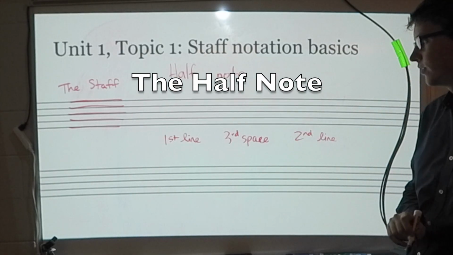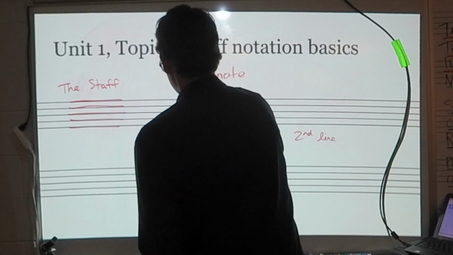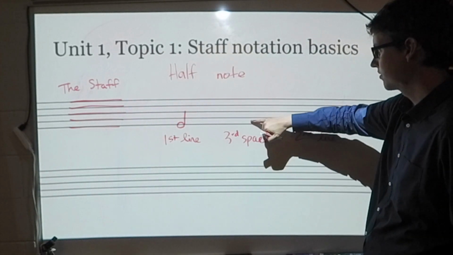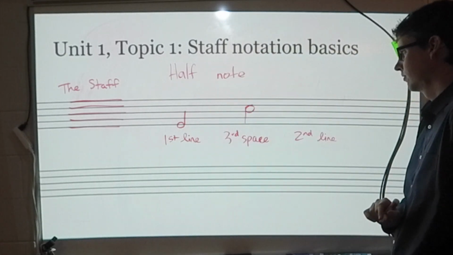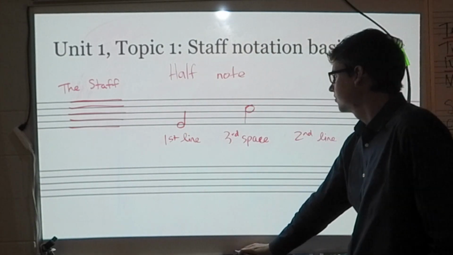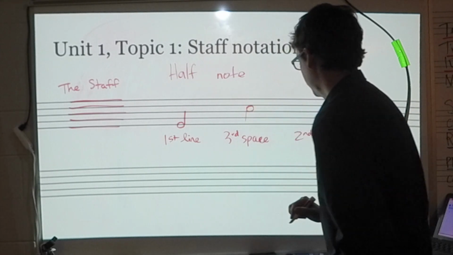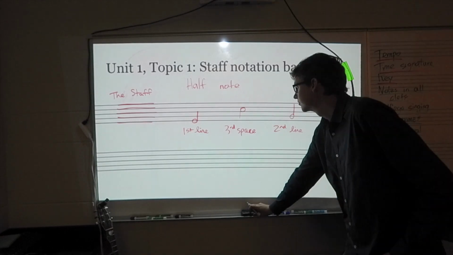Next, let's draw a half note. A half note is an empty note head with a stem. That's one on the first line. How about the 3rd space? 1, 2, 3. I don't like this one because it was too big. How about on the 2nd line? Note head would go up.